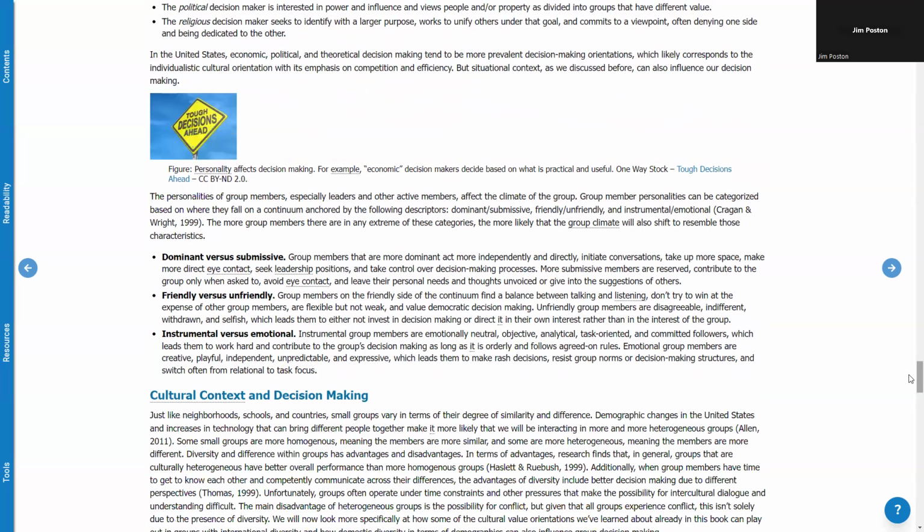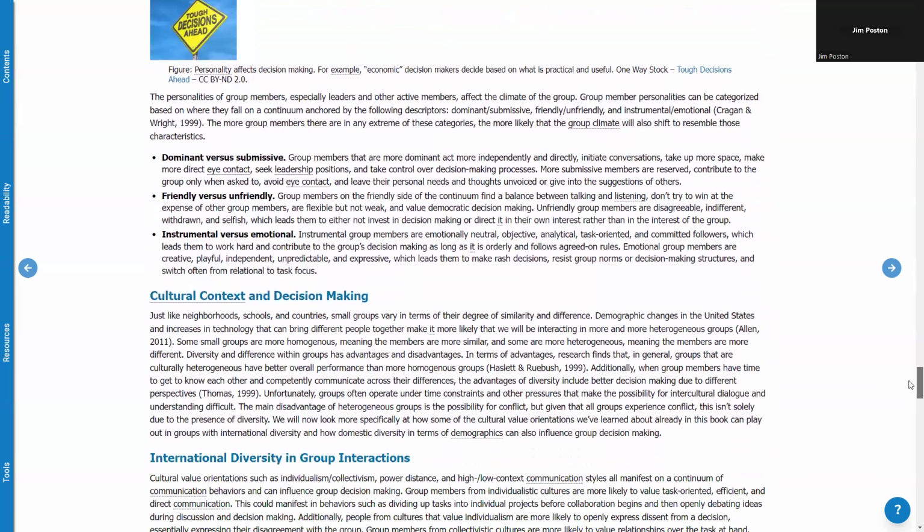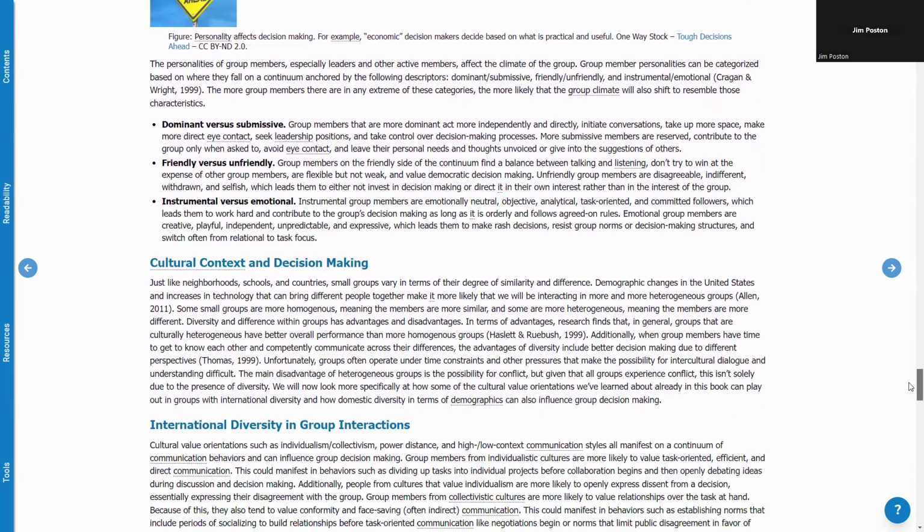But situational context, as we discussed before, can also influence our decision-making. The personalities of group members, especially leaders and other active members, affect the climate of the group. The group member personalities can be categorized based on where they fall on a continuum anchored by the following descriptors: dominant, submissive; friendly, unfriendly; and instrumental, emotional. The more group members there are in any extreme of these categories, the more likely that the group climate will also shift to resemble those characteristics.